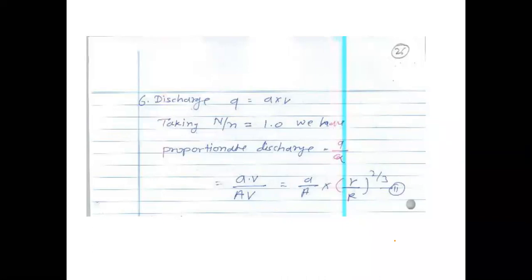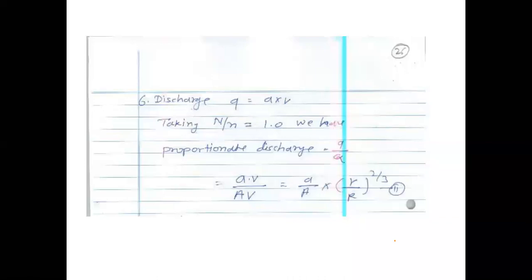Okay, now here we are finding the discharge when the sewer is running partially full. In that case, small q is equal to small a into small v. Now you can consider capital N upon small n is equal to 1. Then the proportional discharge, small q upon capital Q, is equal to small a into small v divided by capital A into capital V. So it is small a upon capital A into, now it is further segregated, small a upon capital A into small v upon capital V.